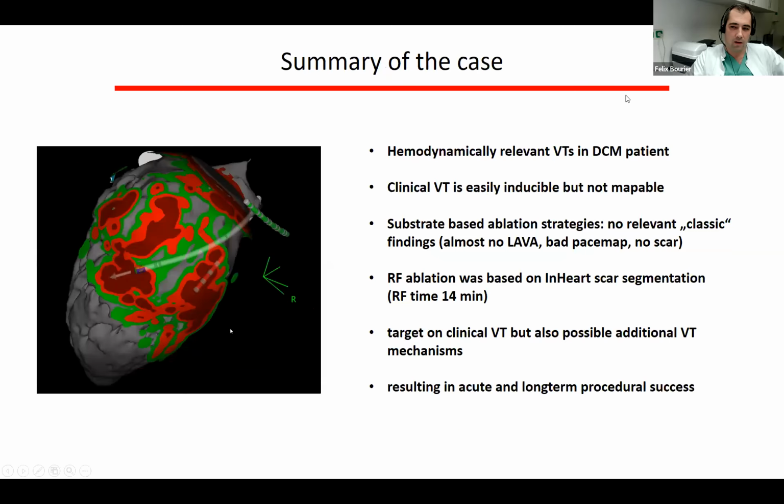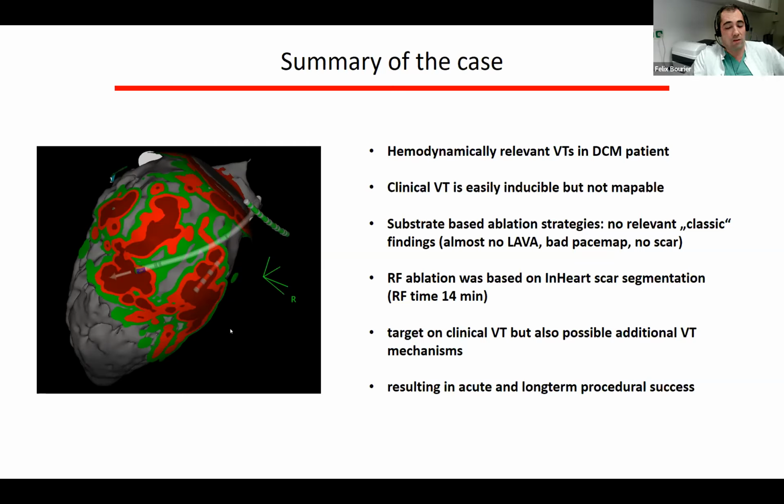So looking at the case, the patient experienced hemodynamically relevant VT. So for sure, there's a high necessity to treat it. The clinical VT was inducible. I think this is very good for success control, but it was not mappable. Another solution would have been, of course, to do an activation map in this case, but we had to cardiovert it because blood pressure dropped dramatically. You cannot do that in this case, at least not if taking serious complications into account.